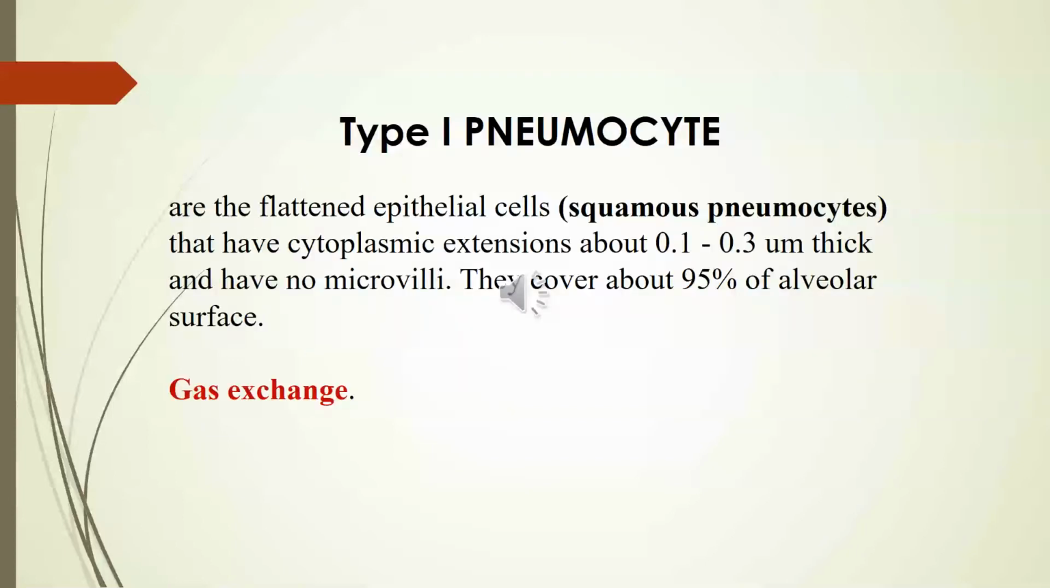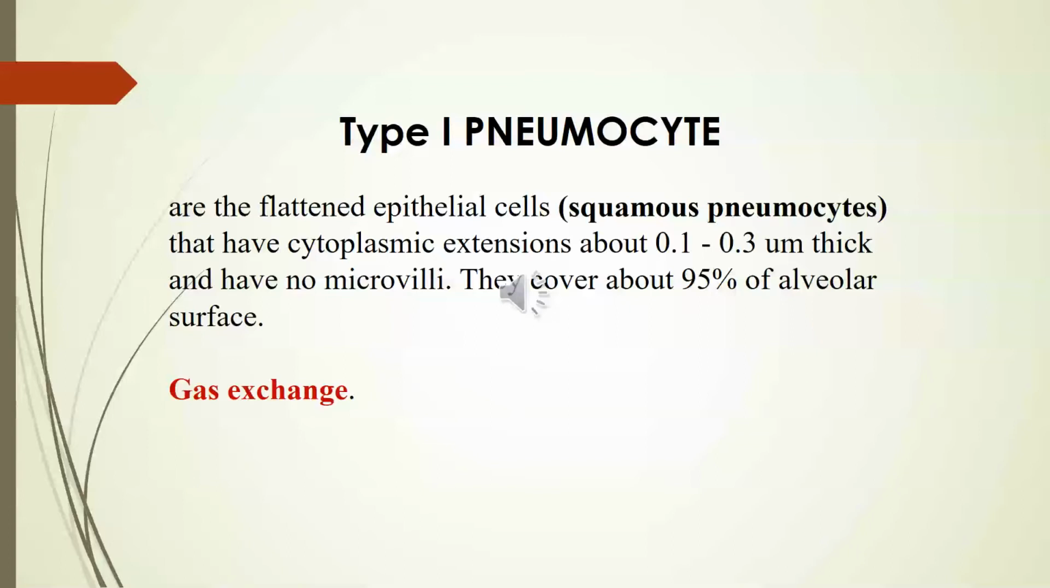Here we will mention some of the morphology of pneumocyte type 1. Pneumocyte type 1 is a typical squamous cell, so it is a flattened epithelial cell. The nucleus and the organelles are accumulated in the center of the cell. The remaining part of the cell is represented by cytoplasmic extensions, which are very thin, from 0.1 to 0.3 micron in thickness.